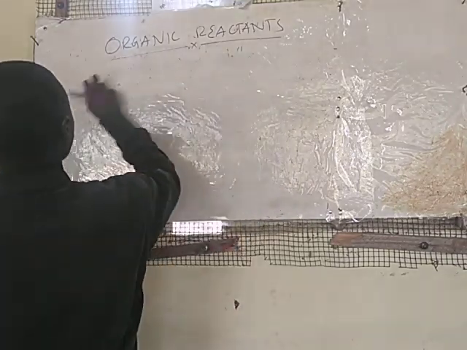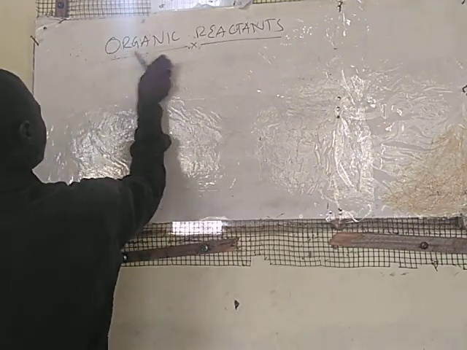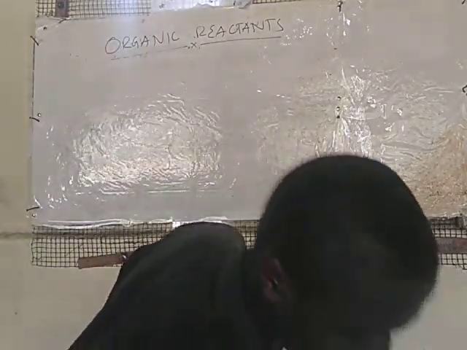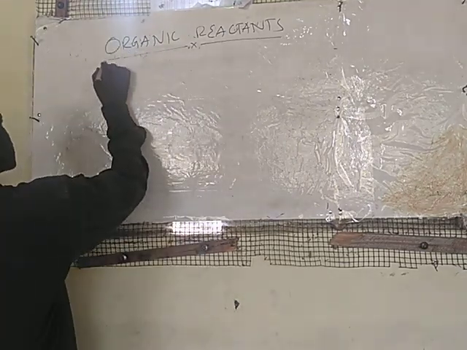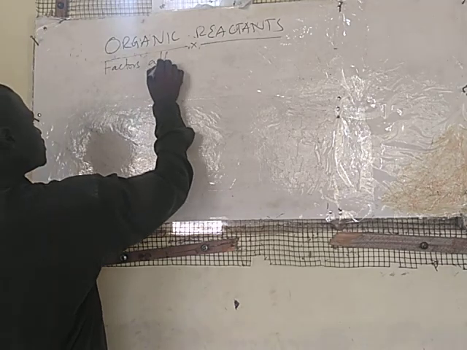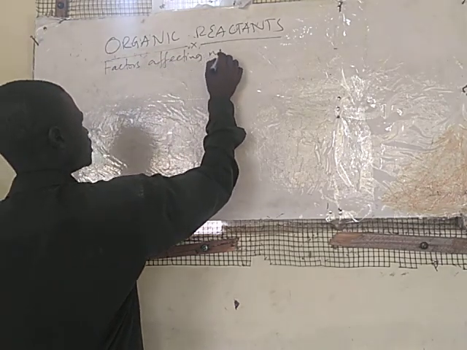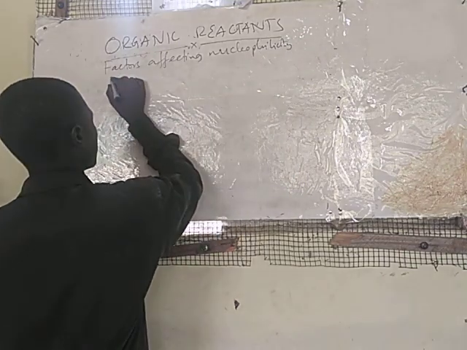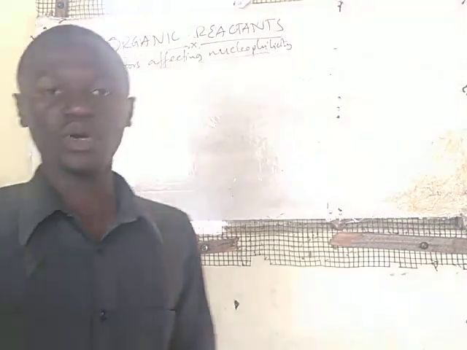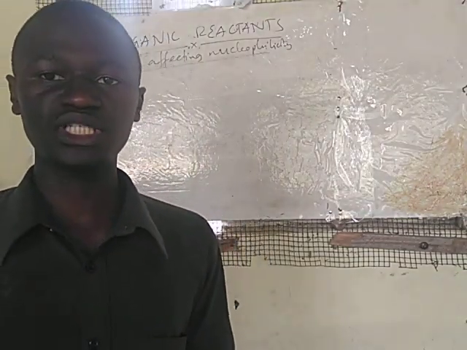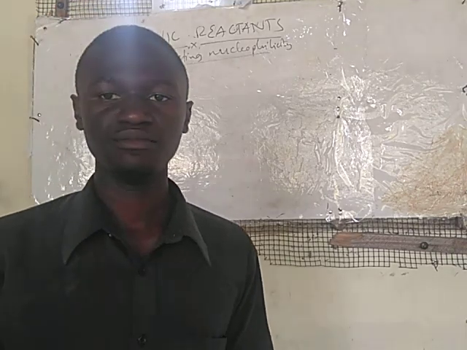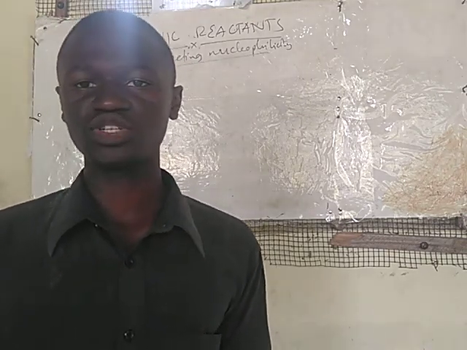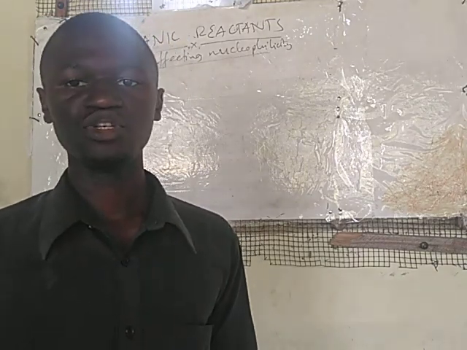Now let's discuss the factors affecting nucleophilicity. In easy language, when we are talking about nucleophilicity, sometimes we call it the nucleophilic power. Remember from our definition of nucleophile, they are electron-rich species which donate electrons to electron-poor species during a chemical reaction to form a new bond.